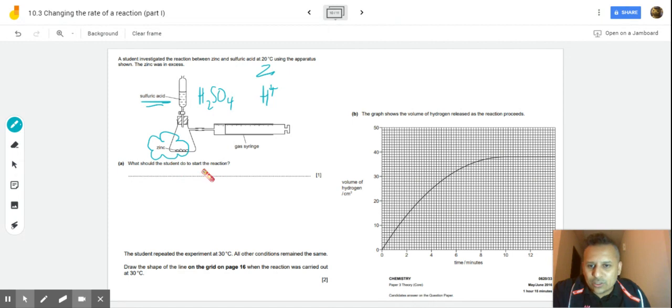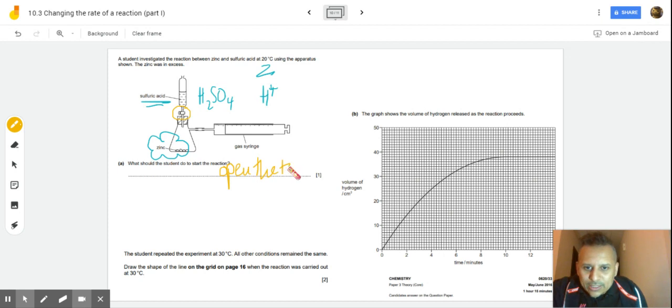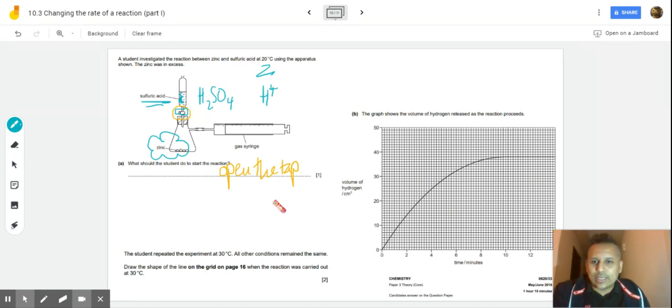What should the student do to start the reaction? Well, you may not notice, but there is a little tap over here. So what they need to do is open the tap. This little flask, this apparatus, keeps the acid in this space over here, but there's a little tap there. So open the tap, and that's what gets you started on the chemical reaction.